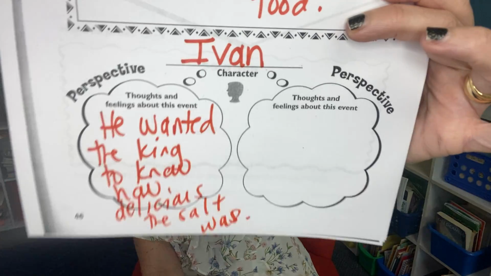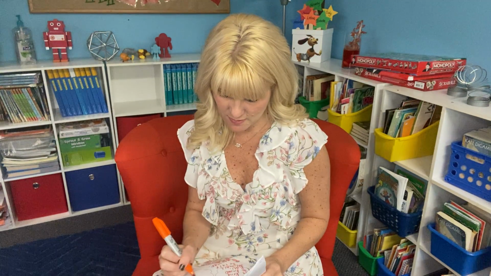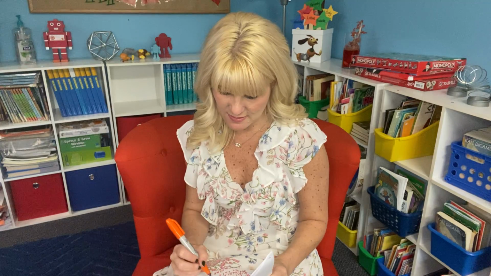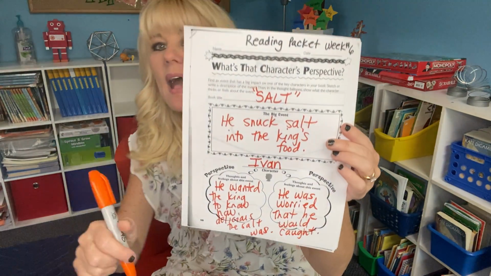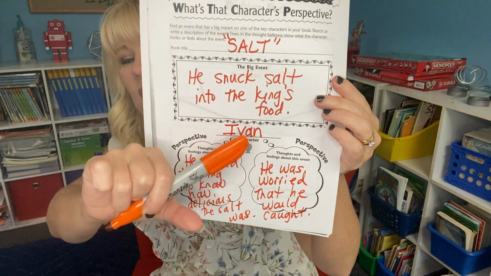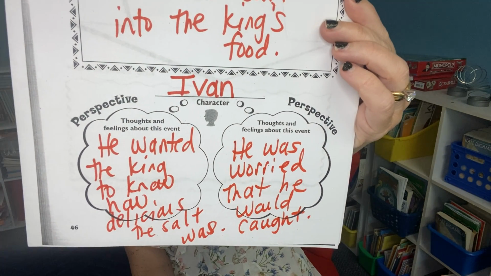Now there's another thought that the character had too. Ivan also was probably thinking, man, I hope I don't get in trouble by the king and get caught. Because remember when he first came before the king, he fell down and said, I'm sorry, king, I'm sorry. So he was also kind of worried. So we can put here, he was worried that he would get caught by the king. So we have the title of the story, the big event, the character, and 2 thoughts that character had about that main event.